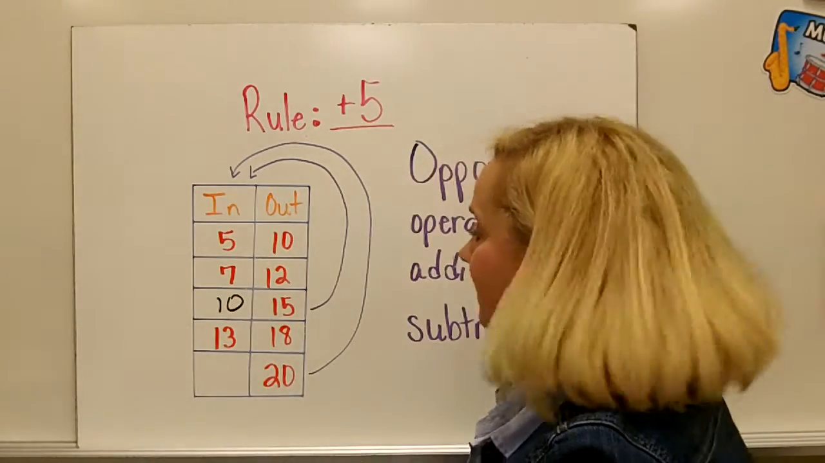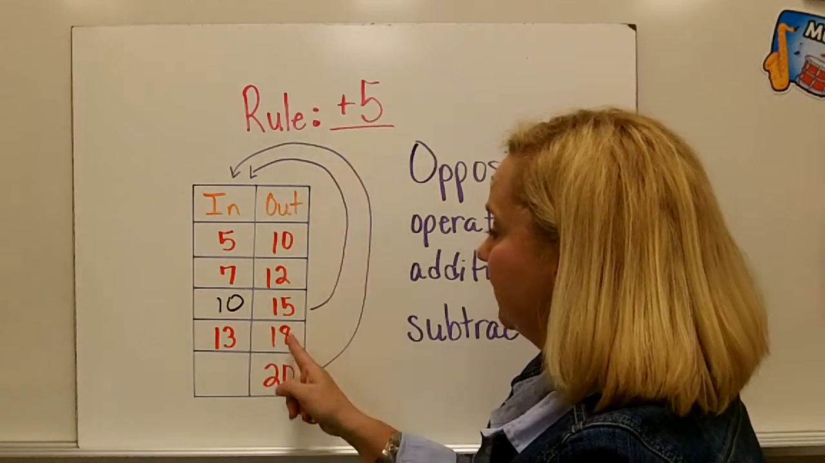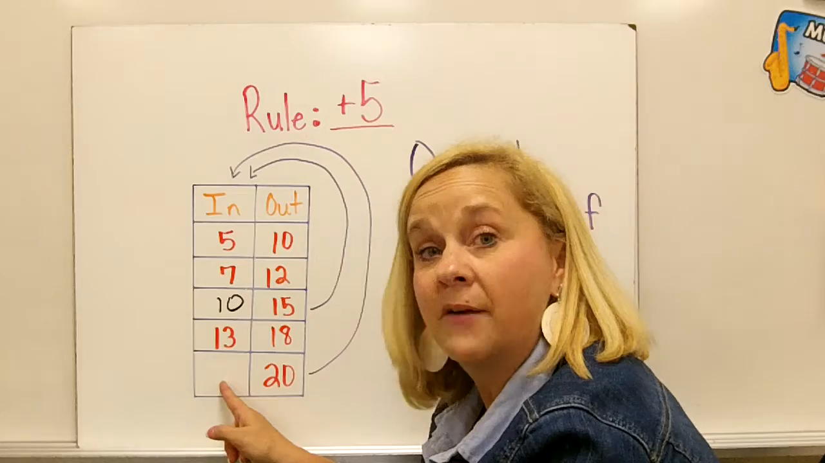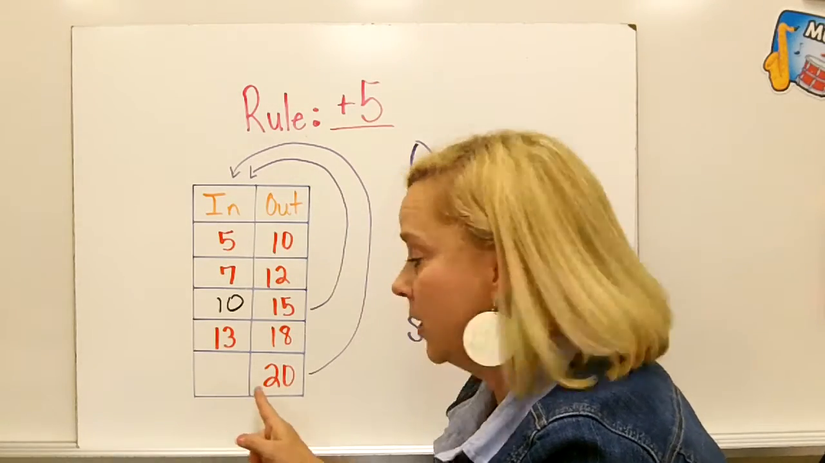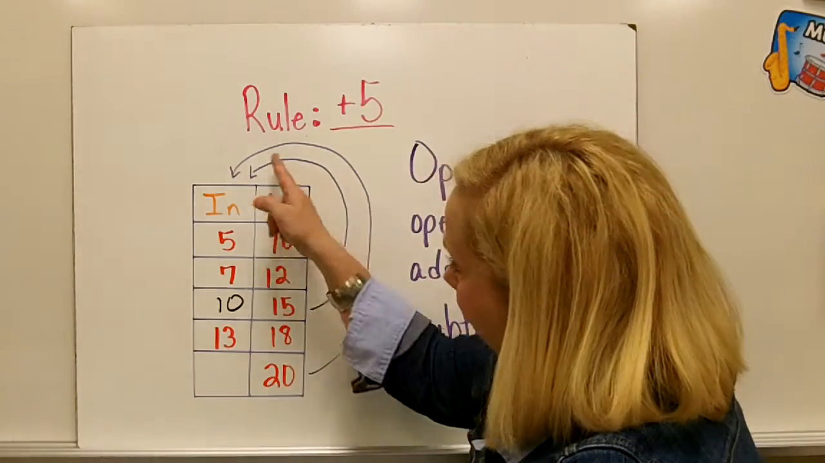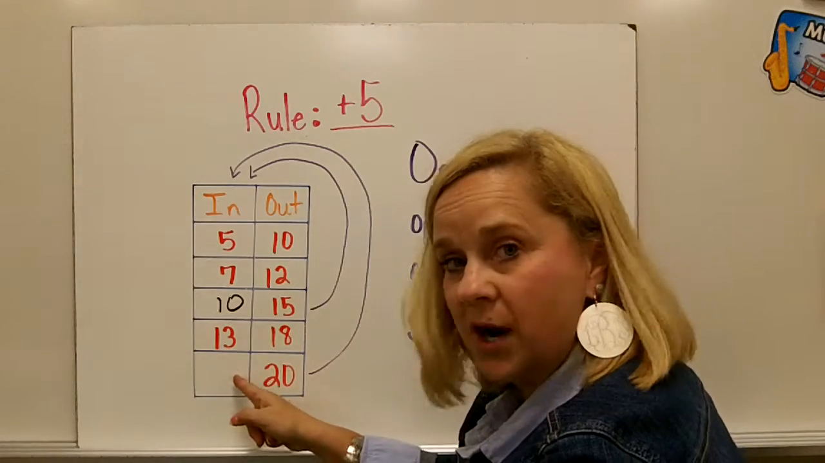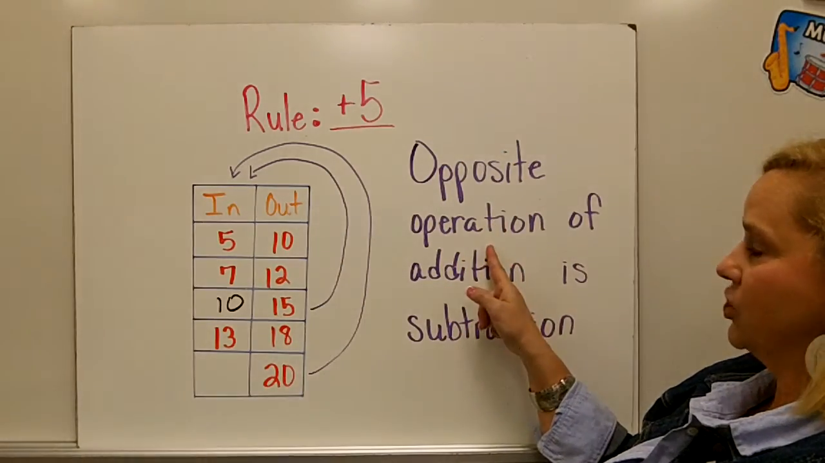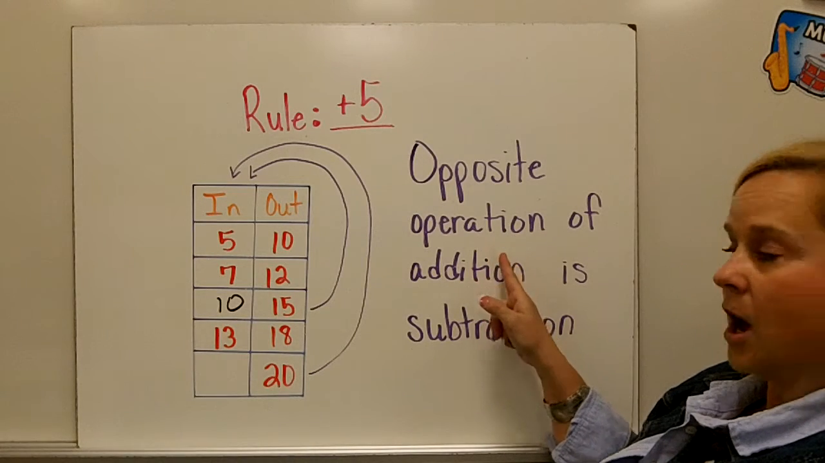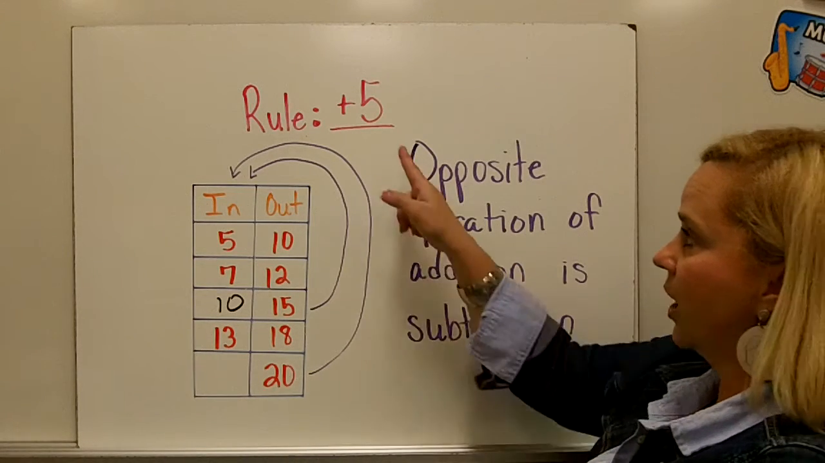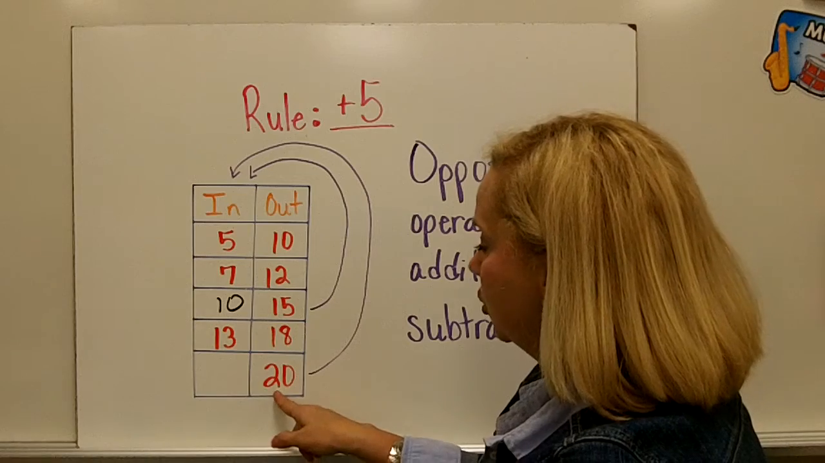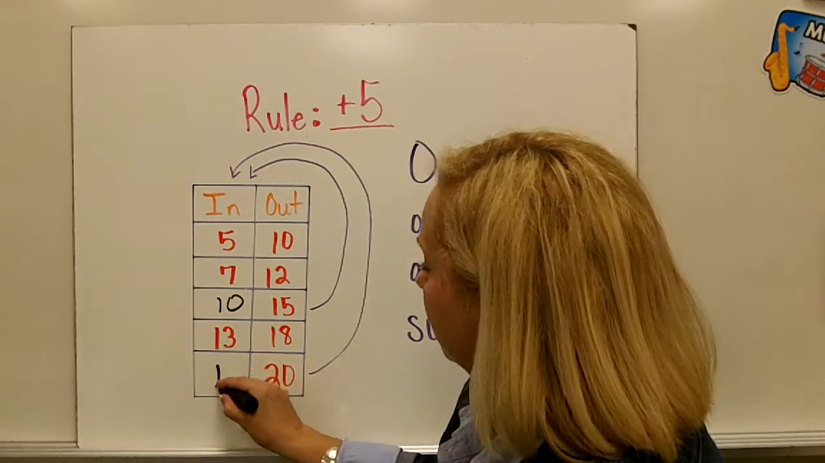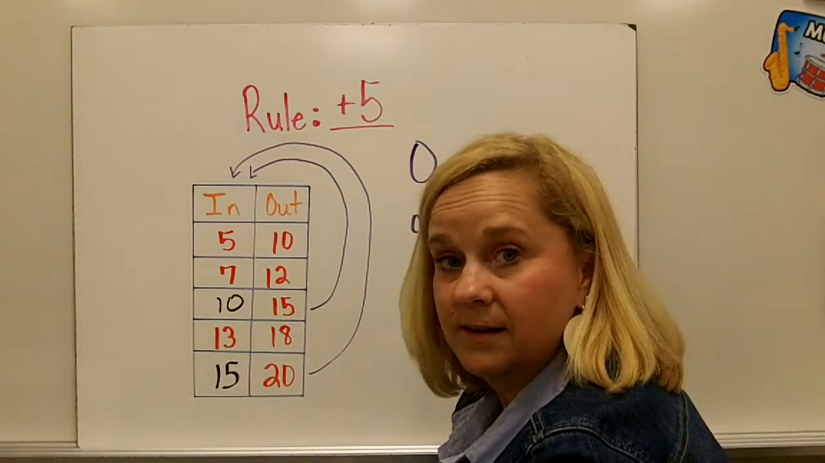All right? We know that 13 plus 5 equals 18, but ooh, I'm missing a number here again. So I have to figure it out. How do I figure it out? I have to go backwards, and when I go backwards to try to figure this out, I have to do the opposite operation. And we know that the opposite operation of addition is subtraction. So I have to say 20 minus 5 equals 15. All right?